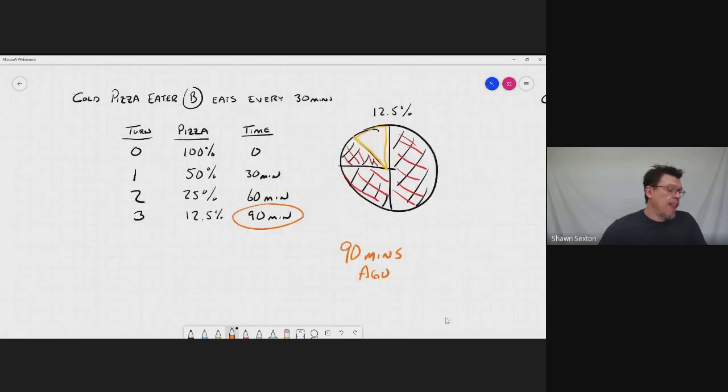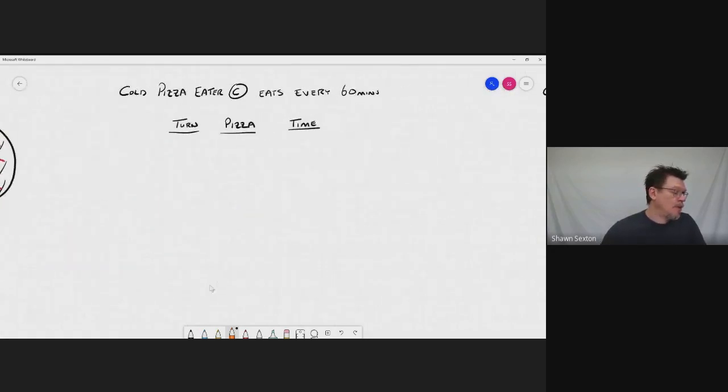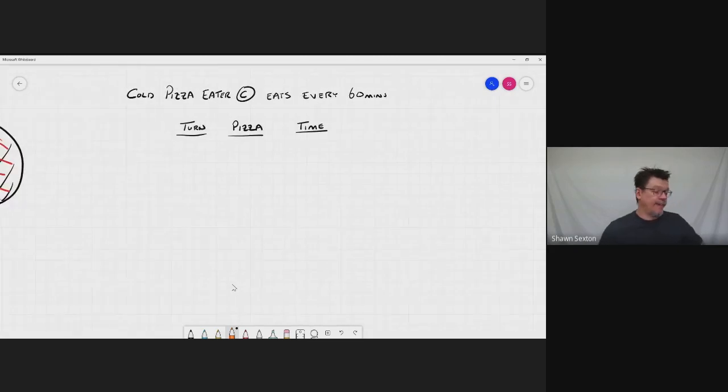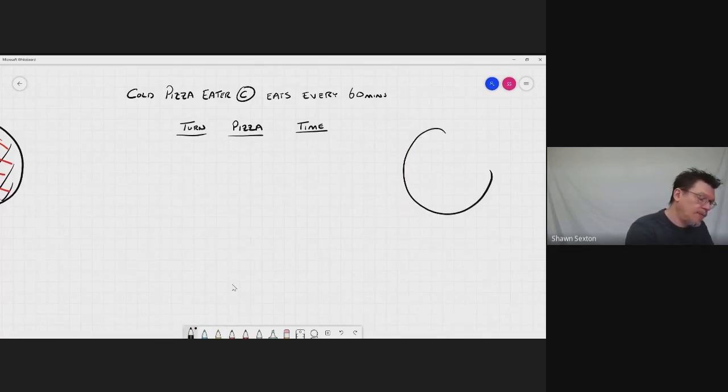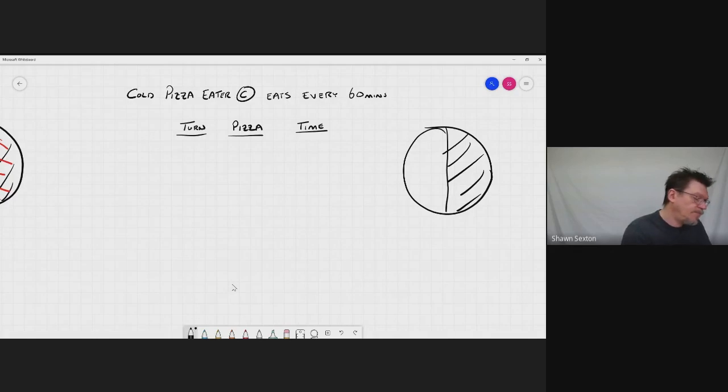All right, let's do another one. Cold Pizza Eater C eats every 60 minutes. All right. Now, in this particular case, when we open the pizza box for Pizza Eater C, we are going to find that there is half of the pizza left in the box. So we have this half right here. All right. So we start off at turn 0. How much pizza is there at turn 0?